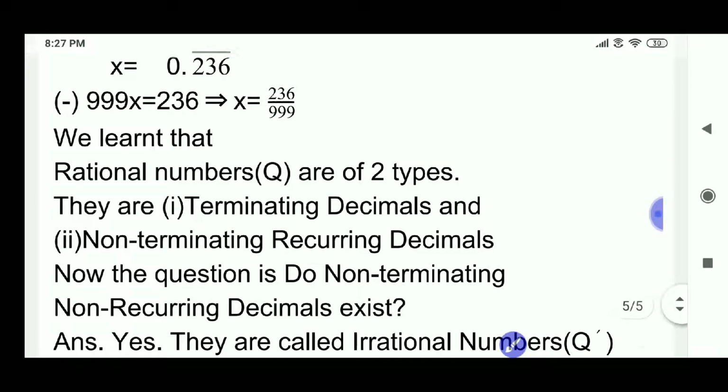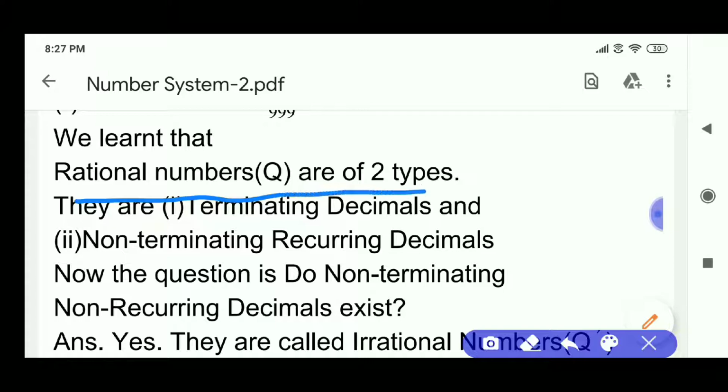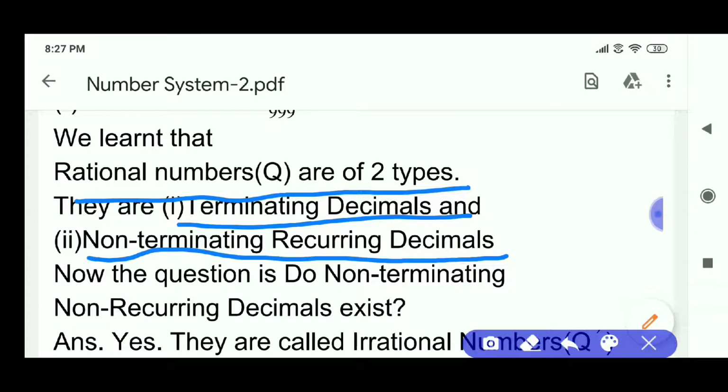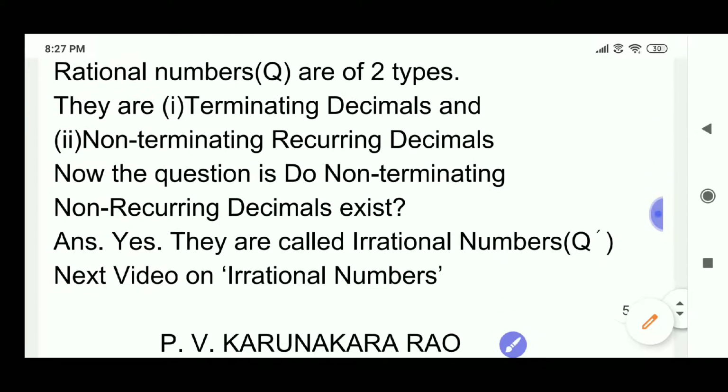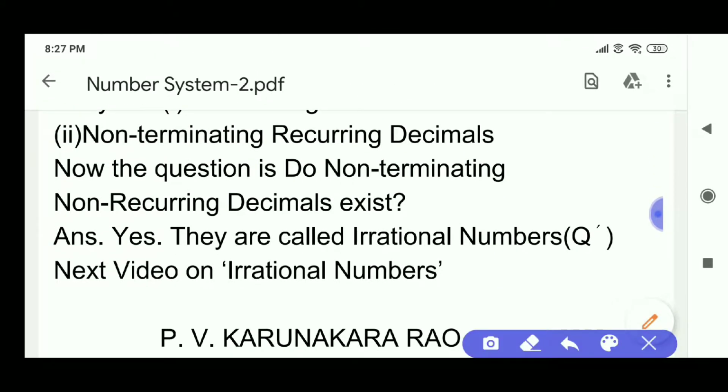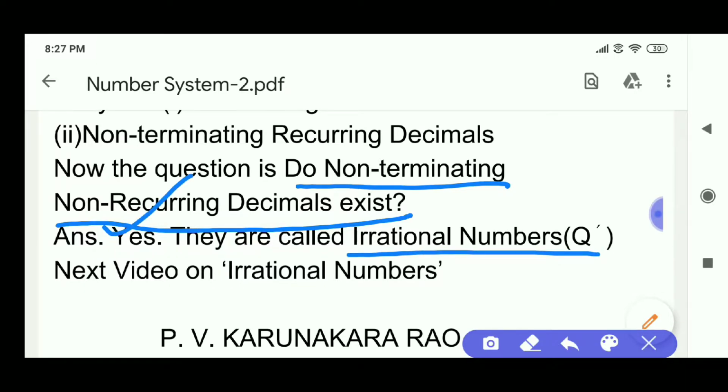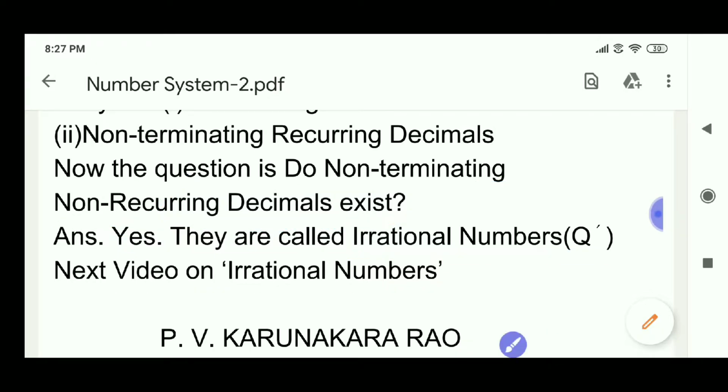Dear children, we learnt that rational numbers are of two types. They are terminating decimals and, second, non-terminating recurring decimals. Now the question is, do non-terminating non-recurring decimals exist? Yes, they are called irrational numbers. In our next video, we will learn about irrational numbers.